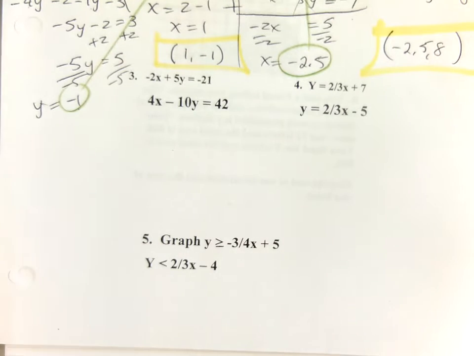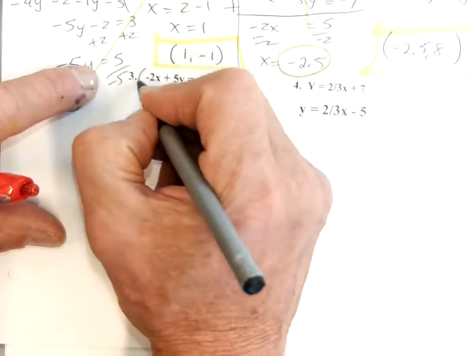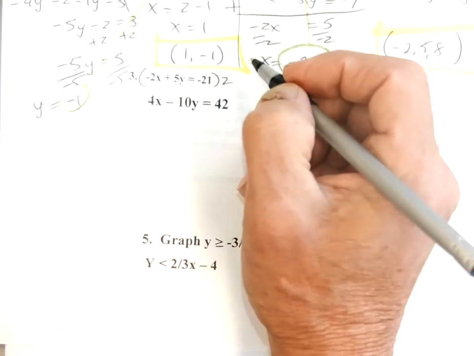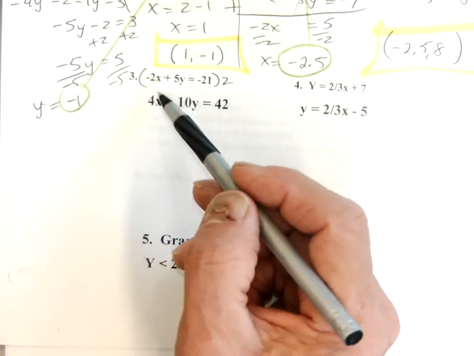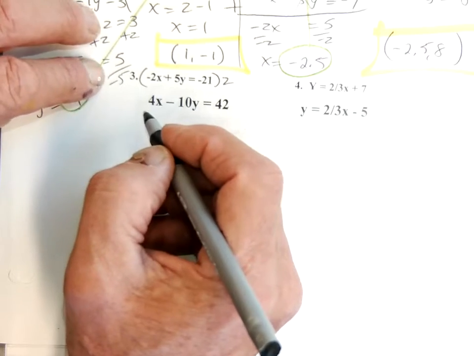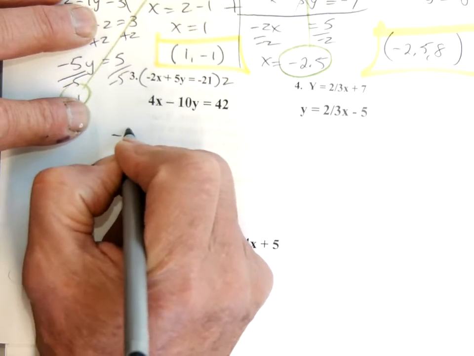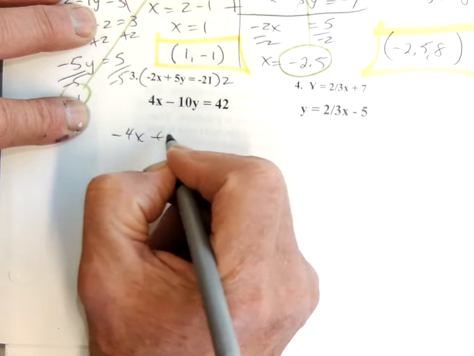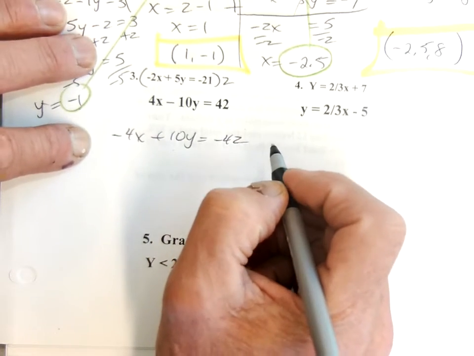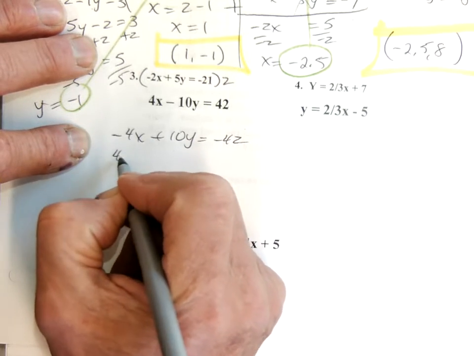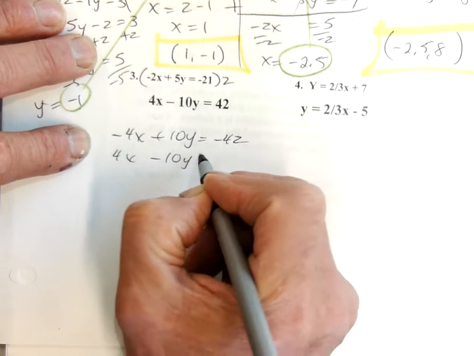Okay, number 3. What I'm going to do is, I got to multiply, to make this one easy, I'm probably going to multiply this one by 2. Who said that? Who said 2? Totally agree. Because that makes a negative 4x and a 4. So you guys see that? So let me rewrite equation 1, negative 4x plus 10y equals negative 42, and 4x minus 10y equals 42.